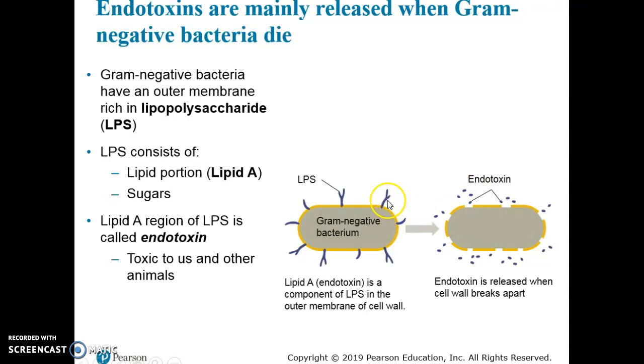And endotoxin, or LPS, is also part of the gram-negative bacterium. So once you get a gram-negative bacterium in you, your immune system can start fighting off that endotoxin, that LPS. And so you may start to run a fever because you have endotoxin in you, and it's where it's not supposed to be. But then once the cell dies, it will be released at higher numbers.